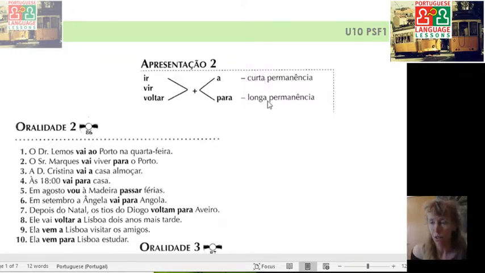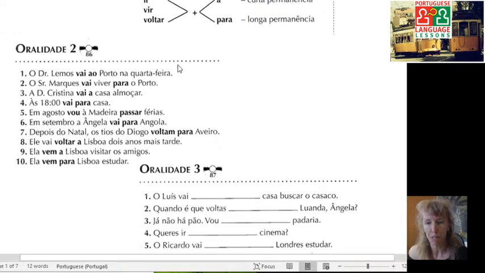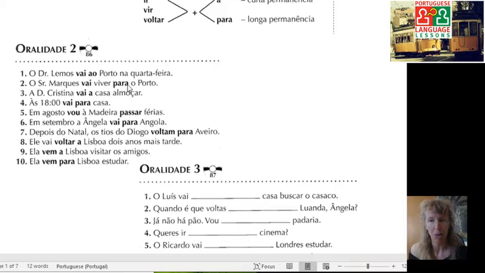Here it says curta e longa, but I consider this very confusing. A is when you intend to go and come back. Para is when you intend to remain in a place. Okay, so here where we've got some examples, I can see here, vai ao Porto, he's going to go and come back. Vai viver para o Porto, he intends to remain there. Vai a casa almoçar, going for lunch, and then coming back. Vai para casa at the end of the day to stay there.